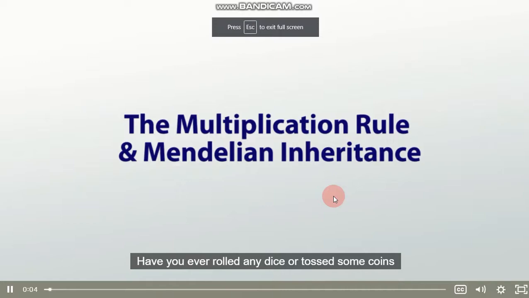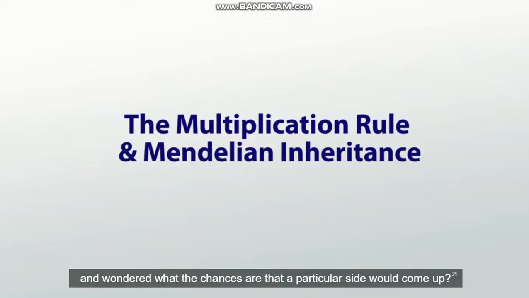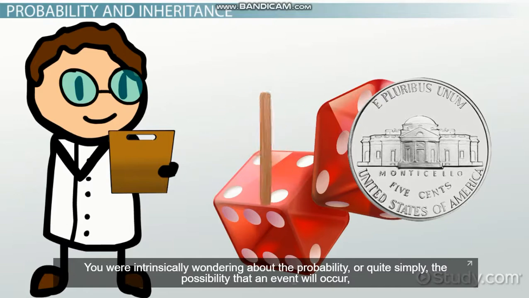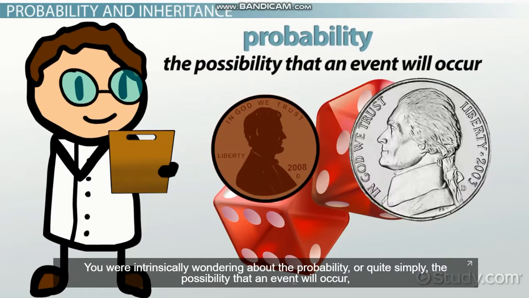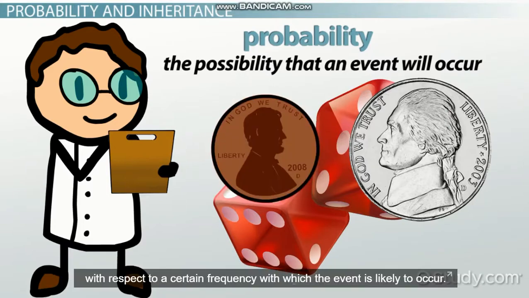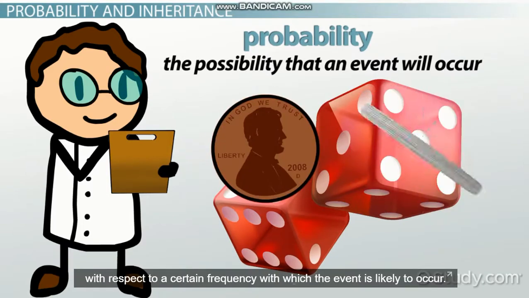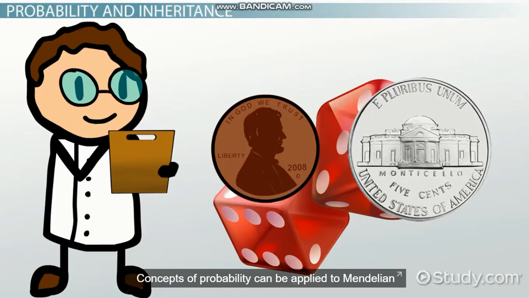Have you ever rolled any dice or tossed some coins and wondered what the chances are that a particular side would come up? You were intrinsically wondering about the probability, or quite simply the possibility, that an event will occur with respect to a certain frequency with which the event is likely to occur. Concepts of probability can be applied to Mendelian inheritance using something known as the multiplication rule.